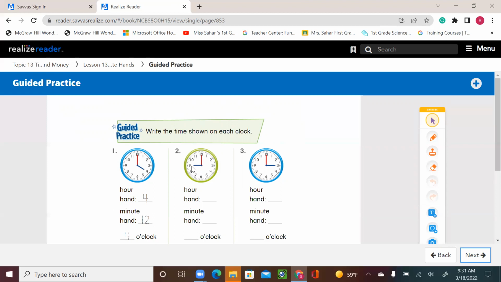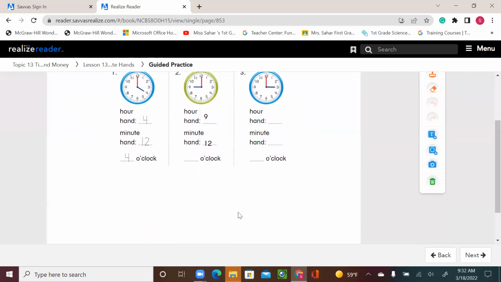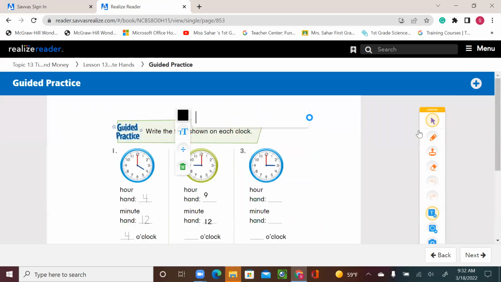Let's go to number 2. I look at the hour hand pointing to number 9. So the hour hand is 9. Let's write 9. And then the minute hand is pointing to 12. I'm going to write 12. Put them down here. So what does that mean? What's the time now? I always look at the hours. 9. So it's 9 o'clock. Let's write 9.